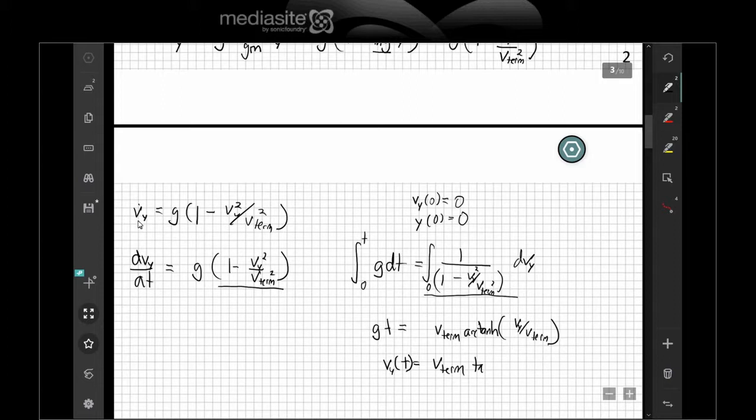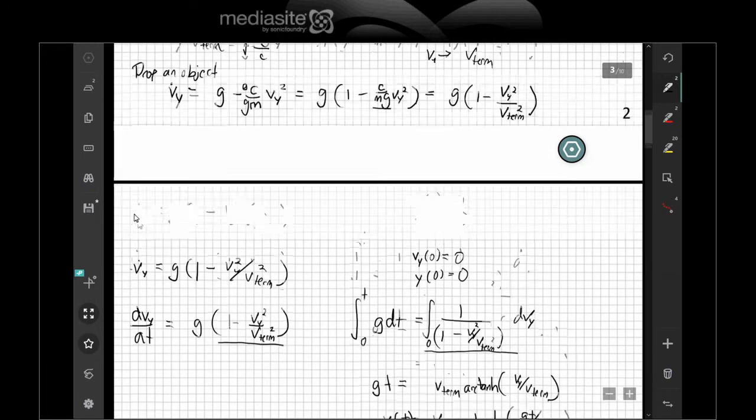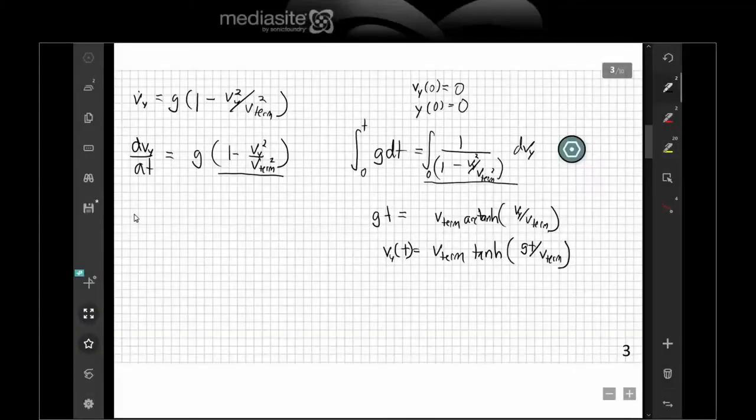And you can get that. You should learn that in calc class. Okay. And then I get here gt divided by v term. Okay. So I solved this just by direct integration.